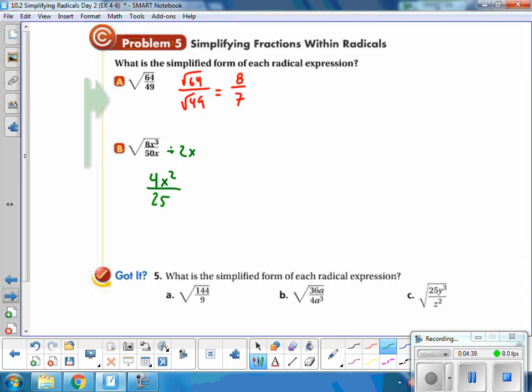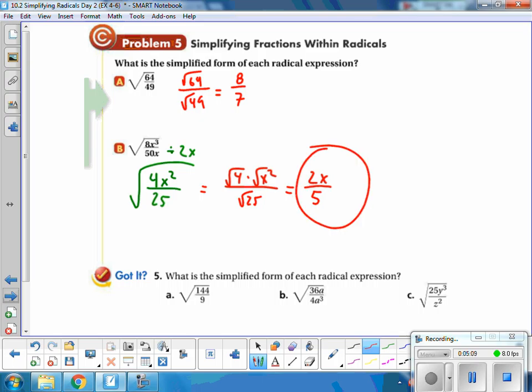That x goes away, so I end up with the square root of 4x squared over 25. If I break these into the two pieces, I can see that this equals the square root of 4 times the square root of x squared over the square root of 25. Ooh, this is looking pretty nice because the square root of 4 is 2, the square root of x squared is x, and the square root of 25 is 5. My simplified answer is 2x over 5.